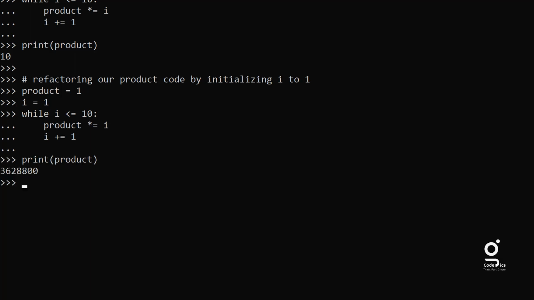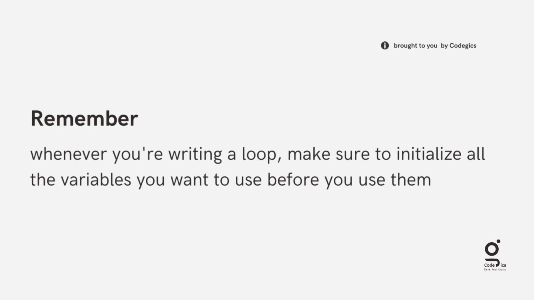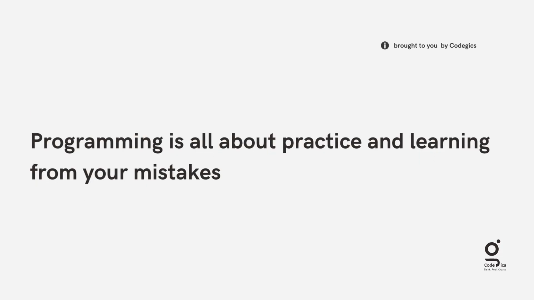Woohoo! Now the code works as expected and outputs the product of the first 10 numbers, which is 3628800. Remember, whenever you're writing a loop, make sure to initialize all the variables you want to use before you use them. And don't worry if you don't get it right the first time. Programming is all about practice and learning from your mistakes.